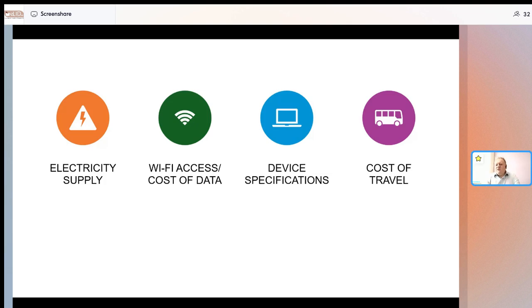And equally, the device specifications we came across were really quite low-end. So when you're looking at putting virtual reality in, for example, it's quite difficult to use existing devices to do that. And then the cost of travel as well. A lot of countries have centralized healthcare education centres. The reality is the cost of travel is just prohibitive for a lot of people, particularly when you've got massive rural populations. So these are some of the big challenges we've been dealing with.